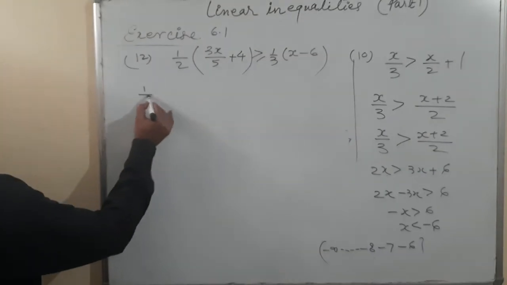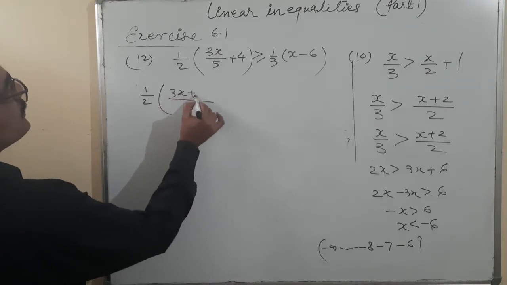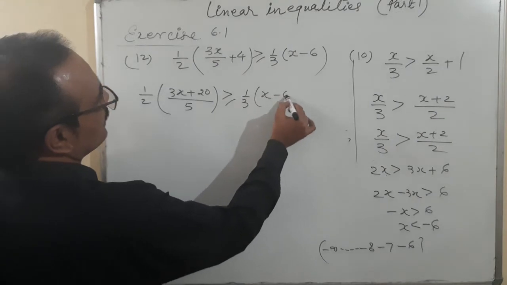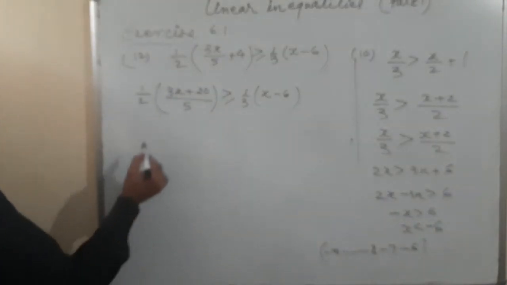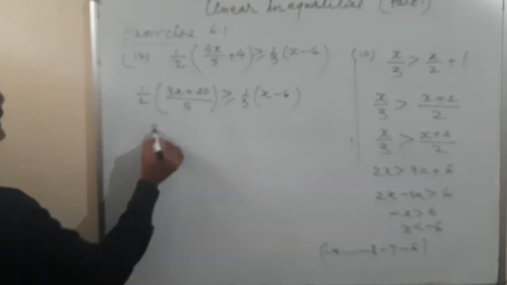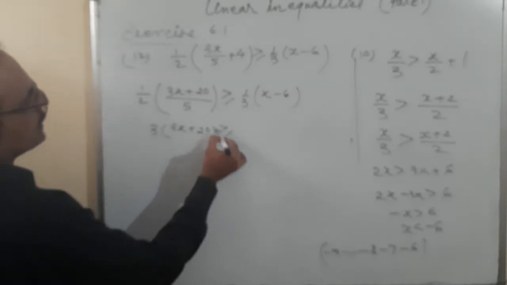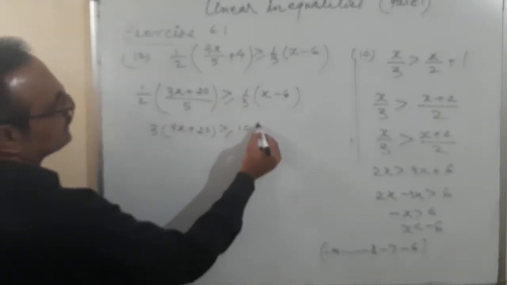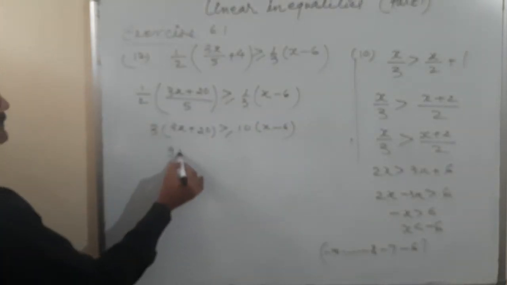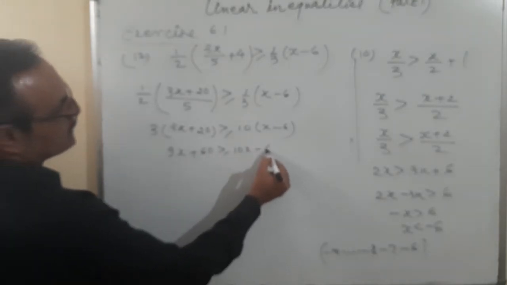For 3x upon 5 plus 4, the LCM gives 3x plus 20, and this is greater than or equal to 1 upon 3 of x minus 6. 5 twos are 10, this is 3. So this 3 is multiplied here, and 3x plus 20 is greater than or equal to x minus 6 with 10 multiplied here. So 3 threes are 9x plus 60 is greater than or equal to 10x minus 60.